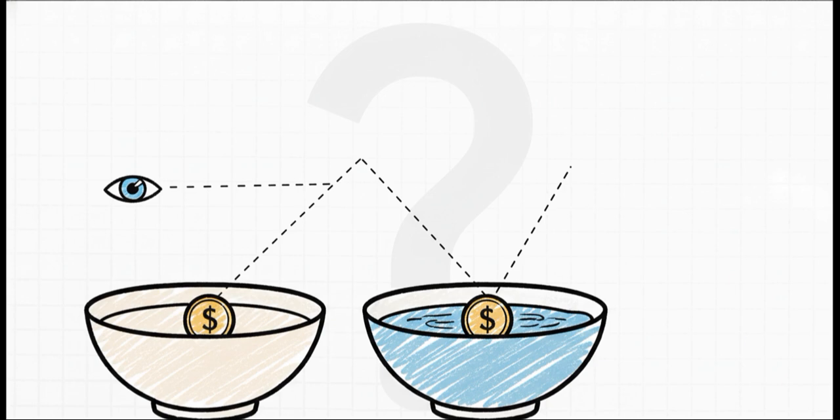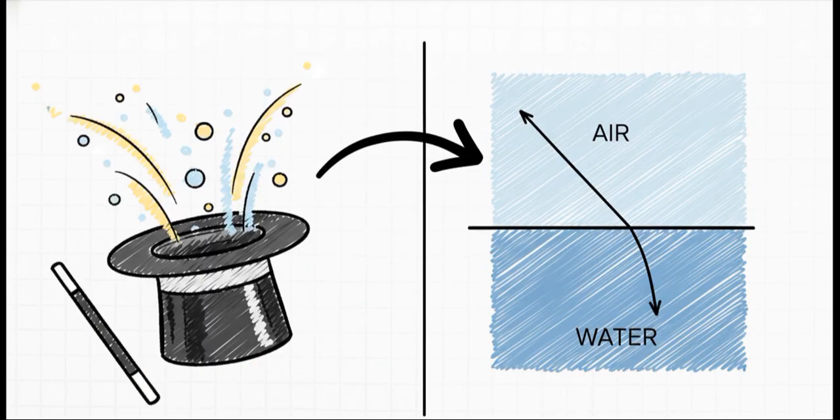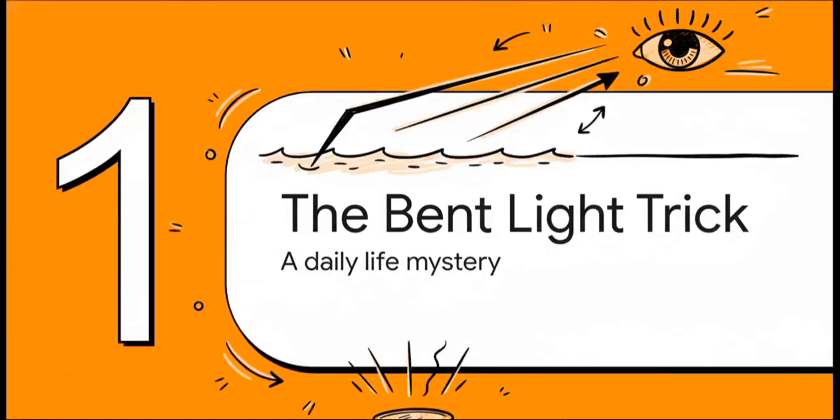What's going on? Well, as you've probably guessed, it's not actually magic. The answer is a really fundamental principle of physics, the bending of light. So, let's unpack this bent light trick, because it's pretty wild when you think about it. The coin didn't move an inch, your eyes didn't move, so something else must have changed the path that the light took to get from the coin to your eye.